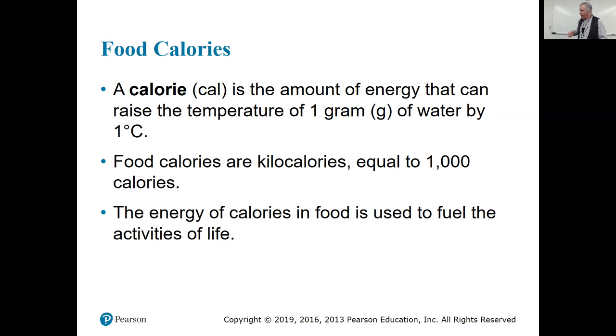Food calories are kilocalories. That calorie is really a small unit. So if we talk about, for example, the number of calories you need every day to keep yourself alive, it's gonna be a really big number. So what we do is turn calories into what's called kilocalories. A kilocalorie is 1,000 calories, right? On food labels, they sometimes use kilocalories, but sometimes you just see calorie, and what they mean is kilocalorie. So if you see on a food label Calories with a big C, that's a kilocalorie. And the energy of calories in food is used to fuel the activities of life. So you need a certain number of calories every day to keep yourself alive.